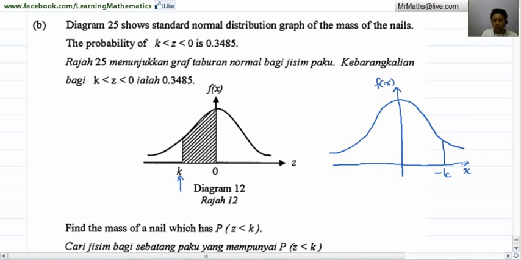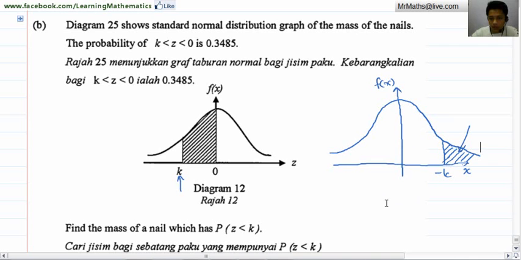But if you look at the table, it will give you the value of the probability at the upper tail. That's the shaded area, not the left side of the shaded area. So we need to do some kind of transformation. Okay, so let's take a look at the probability of this area. What is the probability of this area?